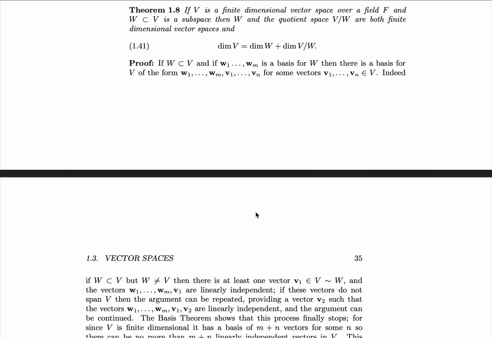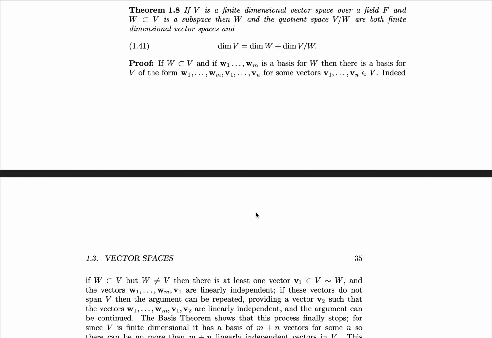Theorem 1.8 reads: if V is a finite dimensional vector space over a field F, and W is a subset of V and is a subspace, then W and the quotient space V quotiented against W are both finite dimensional vector spaces, and the dimension of V is equal to the dimension of W plus the dimension of V quotient against W. This is a very useful theorem, and you can do some modifications on it to get one of the most famous linear algebra theorems, namely the Rank-Nullity theorem.